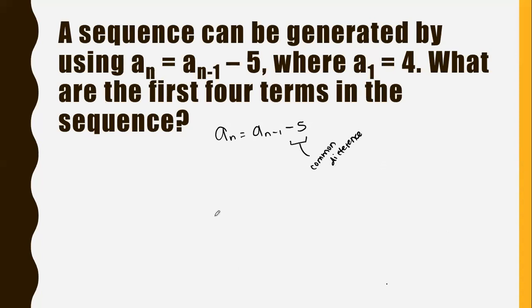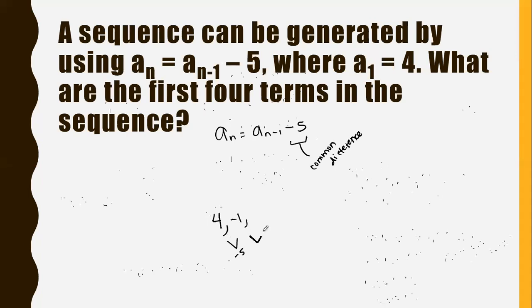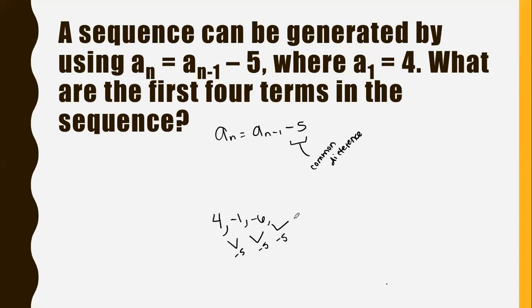This means I'm subtracting by 5 every time. So if the first term in my sequence is 4, how would I figure out the next term? Subtract by 5, minus 5. So that'll give me the next term. And then what do I do to get the next one? And what would that be? And then how do I get the next one? And that would be? All right, there's your first 4 terms in the sequence.